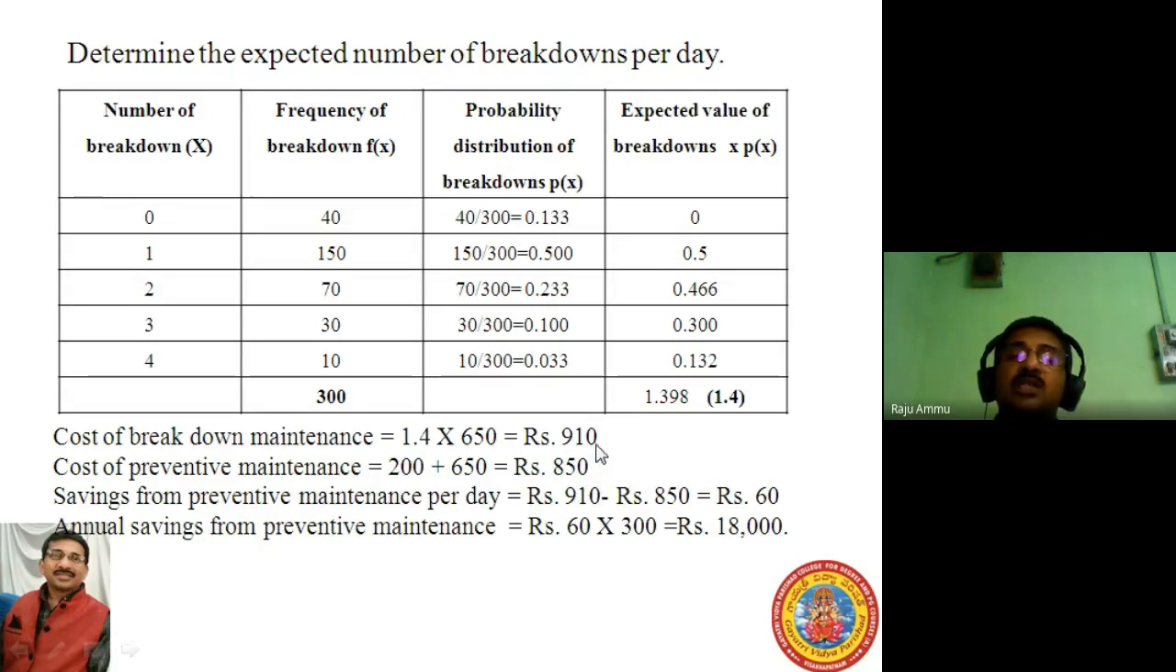If you consider the savings, the difference is nothing but 60 rupees. Okay, so what is the annual saving from the preventive maintenance? If you are implementing the preventive maintenance, because you are saving 60 rupees per day, it is 60 into 300, that is 18,000 rupees you may be saving if you apply the preventive maintenance instead of the breakdown maintenance. That is what it means actually.